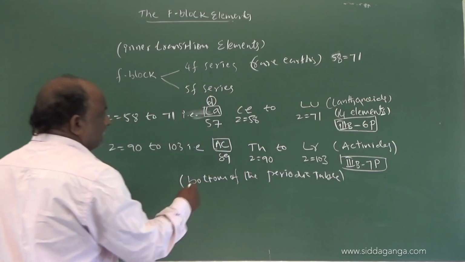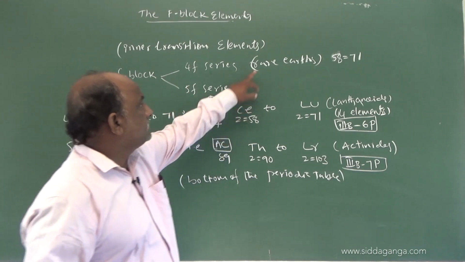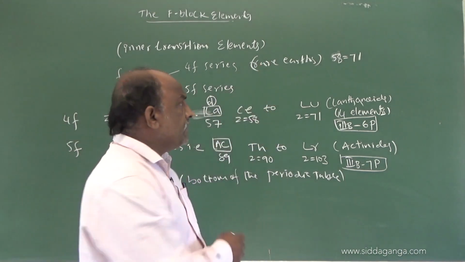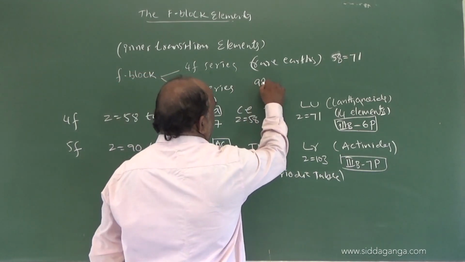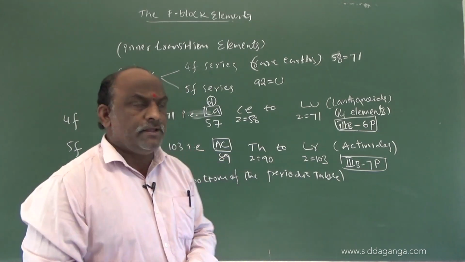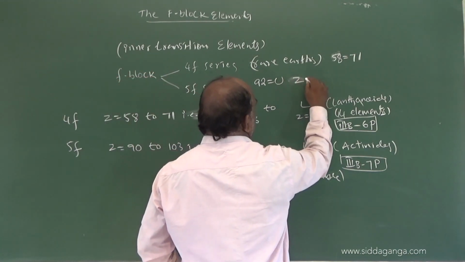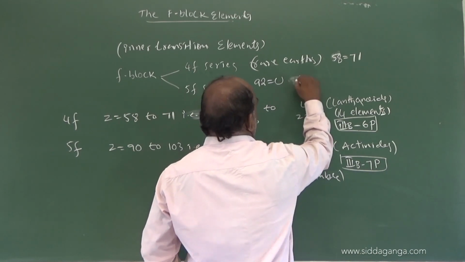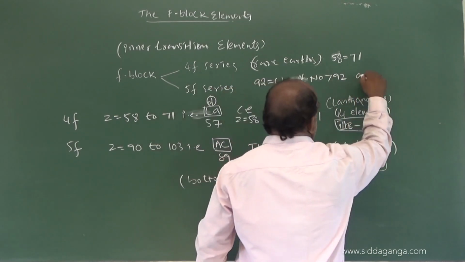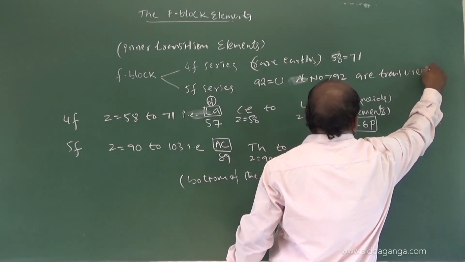Lanthanides are also called rare earths. Atomic number 92 is uranium. Elements with atomic number greater than 92 are trans-uranic elements.